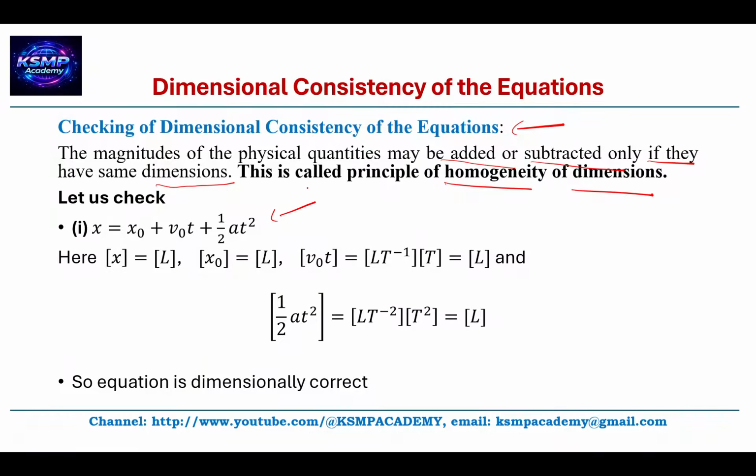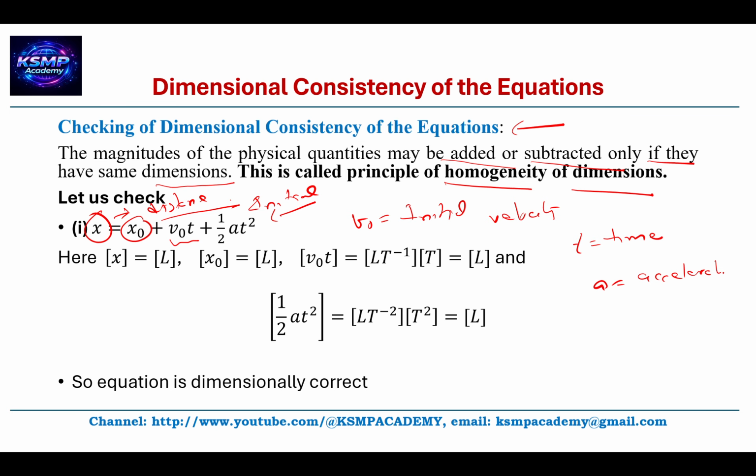One of the equations is given here. Now what is x? x is the distance. x0 is the initial distance, that is also distance. v0 is the initial velocity and t is time in this equation, and a is acceleration.